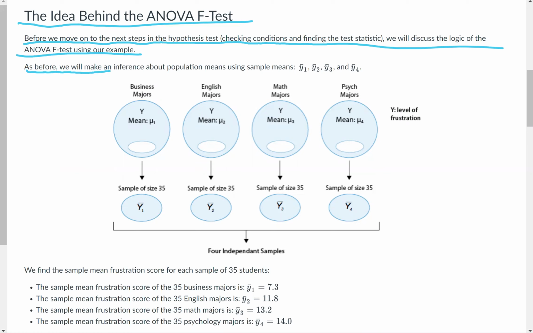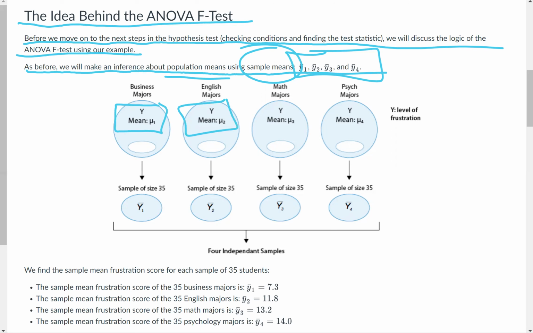So as before, we will make an inference about population means using sample means Y1 bar, Y2 bar, Y3 bar, and Y4 bar. Those are the sample means. So mu1, mu2, those are all the population means, which we might not know, but we'll make inferences about them by looking at the sample means. We don't necessarily know the mean of each population, but we'll infer what we can by looking at the sample means, Y1 bar, Y2 bar, et cetera.